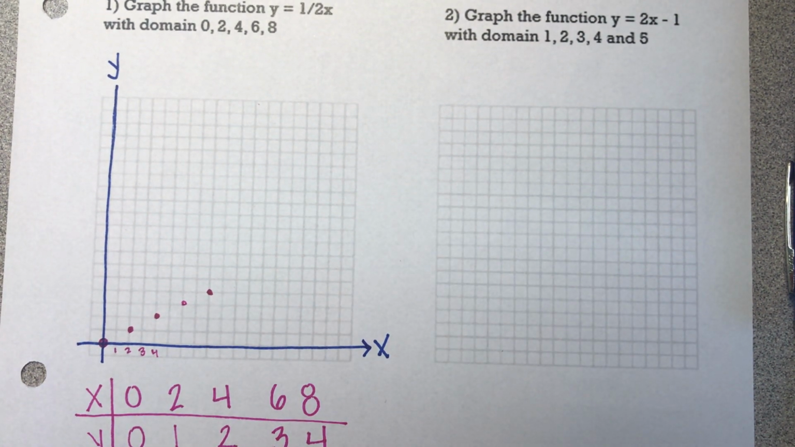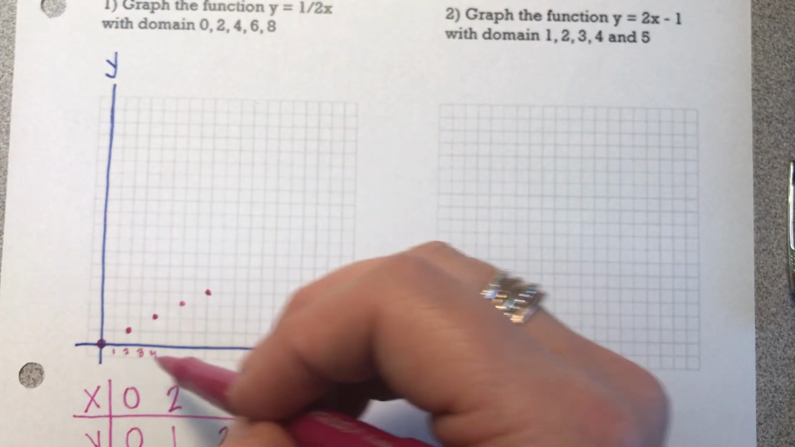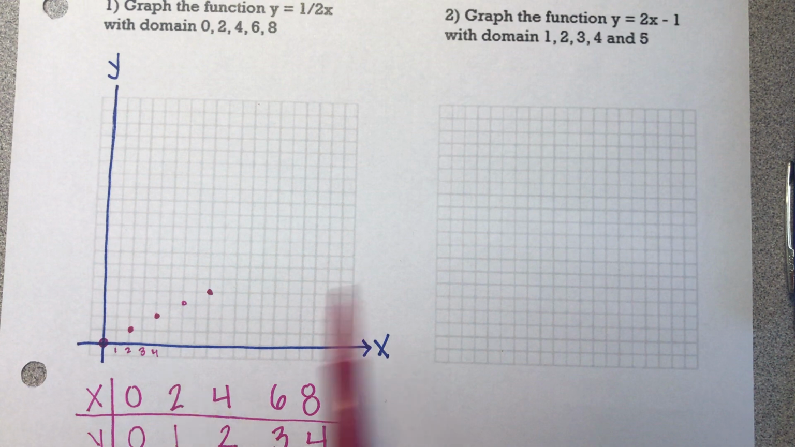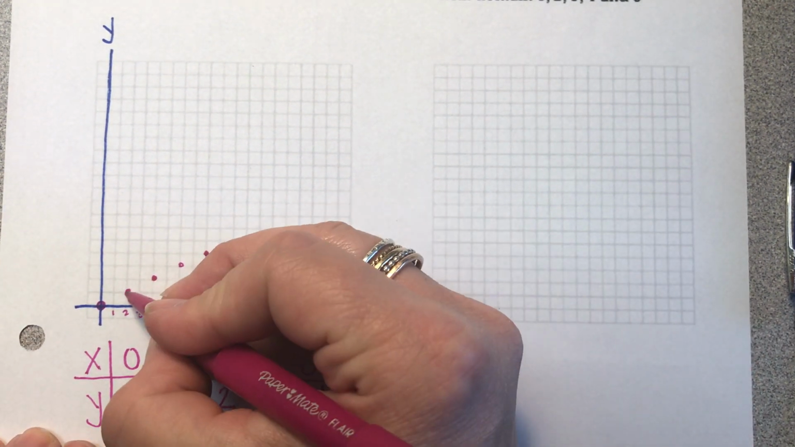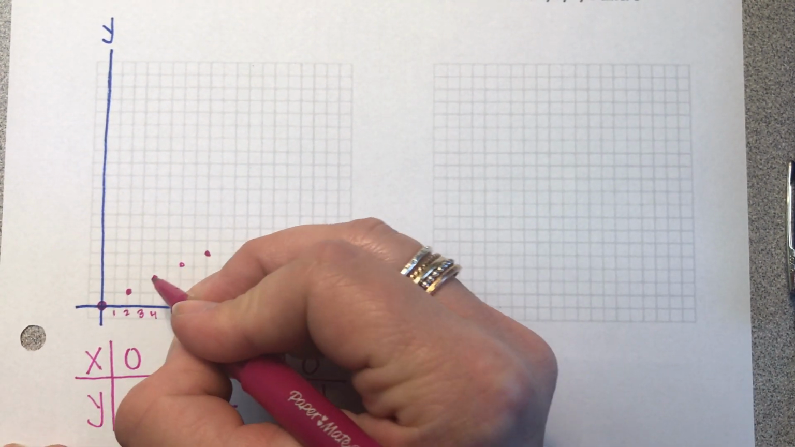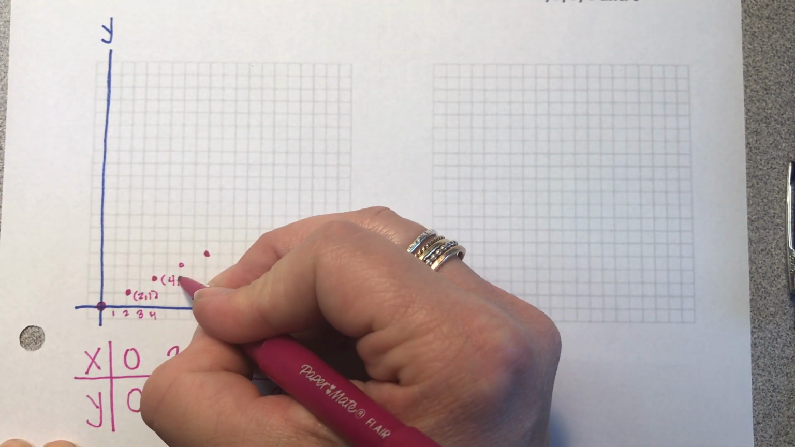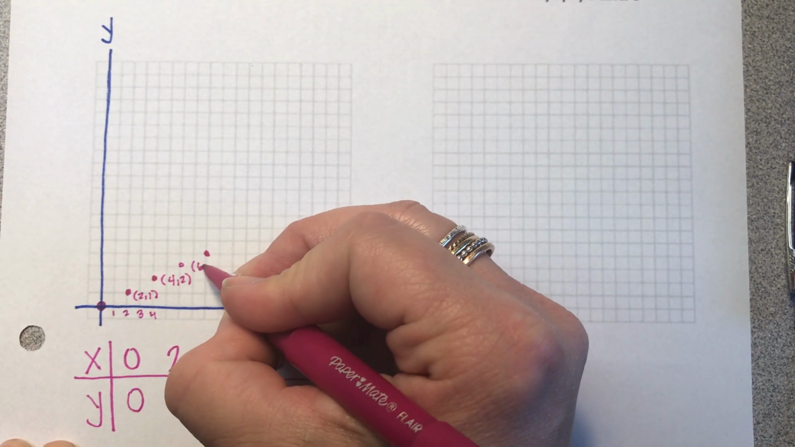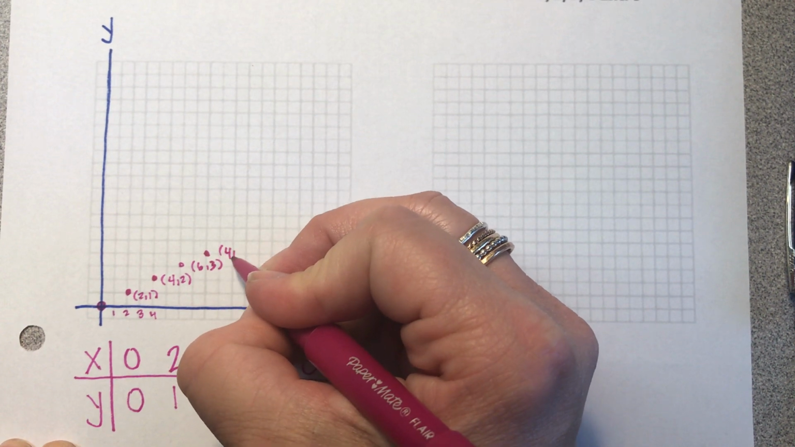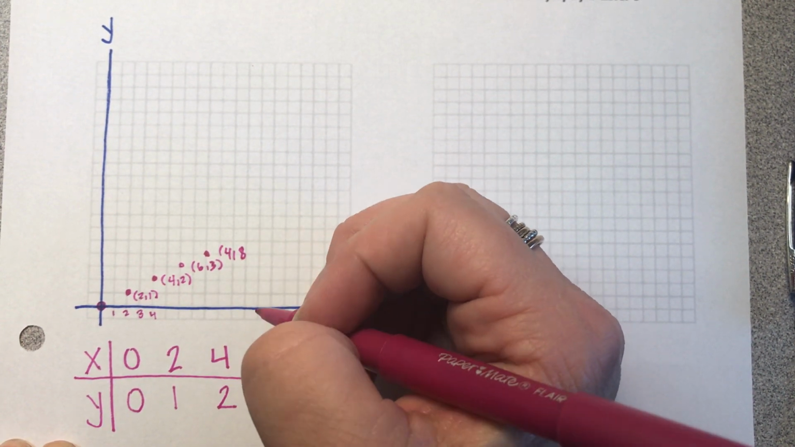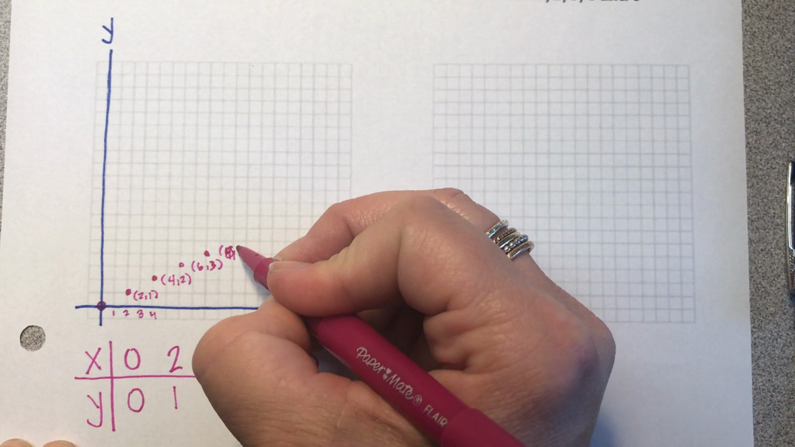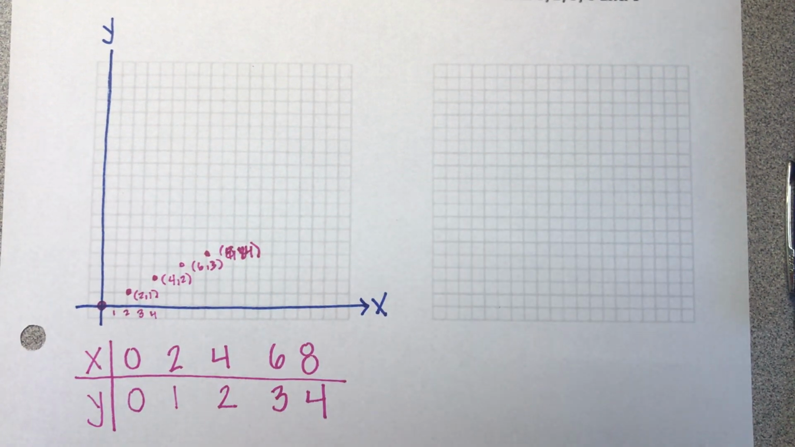I'm not connecting them with a line or anything like that. I could have made this bigger. This is just what I printed, but you get the idea, right? This right here is 0, 0. This is 2, 1, 4, 2, 6, 3, and 8, 4. Okay, and you do not have to label the ordered pairs. I was just trying to show you.